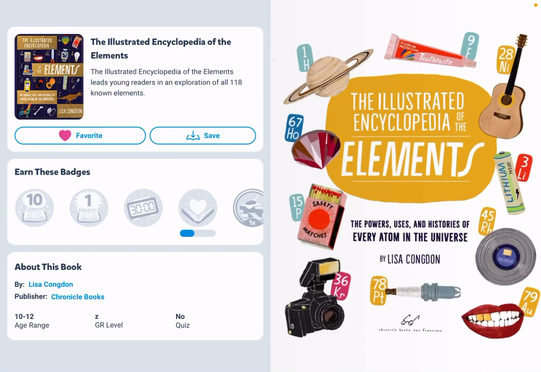The Illustrated Encyclopedia of the Elements, the Powers, Uses, and Histories of Every Atom in the Universe by Lisa Condon.